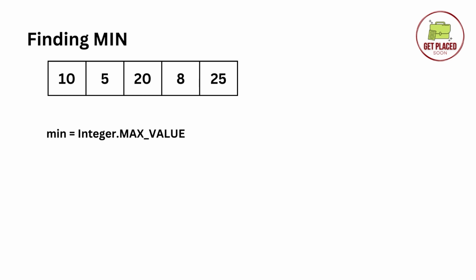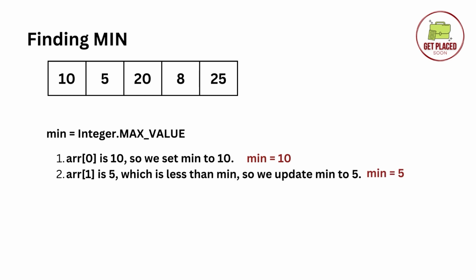And now we iterate through the array and we update the minimum value. Getting started with the first element. The first element in the array is 10. Now the minimum contains the maximum value, so we update the minimum value to 10. The second element in the array is 5. Now 5 is less than minimum value, so we update the minimum value to 5.